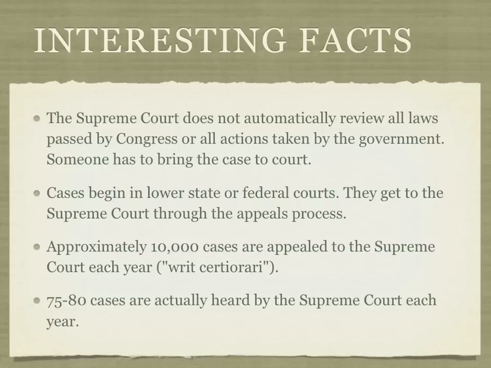They get to the Supreme Court when a plaintiff or a defendant does not think their case has been decided correctly and continues to believe what is being done to them is unconstitutional, so they continue to appeal. Approximately 10,000 cases are appealed to the Supreme Court each year. 10,000. Out of those, only 75 to 80 are actually heard by the Supreme Court in a given year.